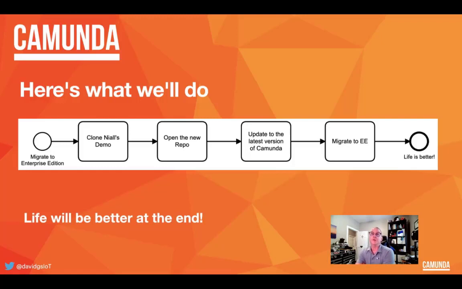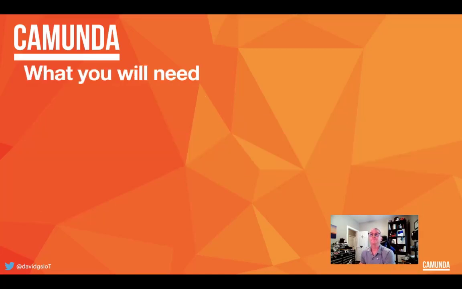So here's what we're going to do. We're going to start this migration process by cloning Niall's demo, opening the new repo, updating it all to the latest version of Camunda, and then migrating the whole thing to Enterprise Edition. And along the way, I'll show you some pitfalls and some tricks, and also some of the great features of Enterprise Edition that you'll get when you do this migration. And life, of course, will be better at the end.